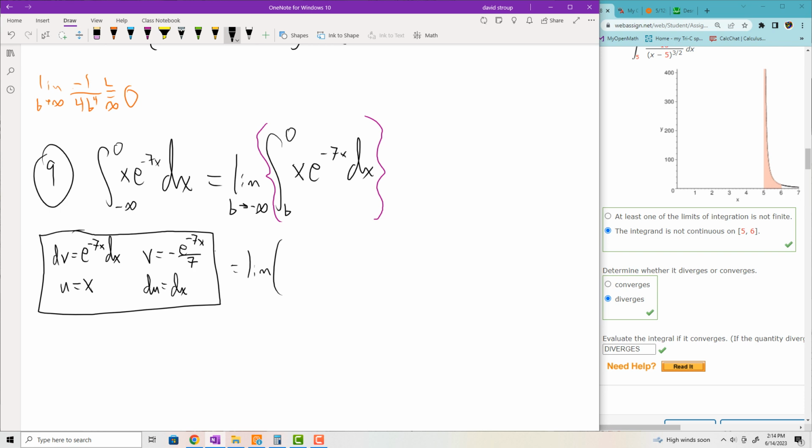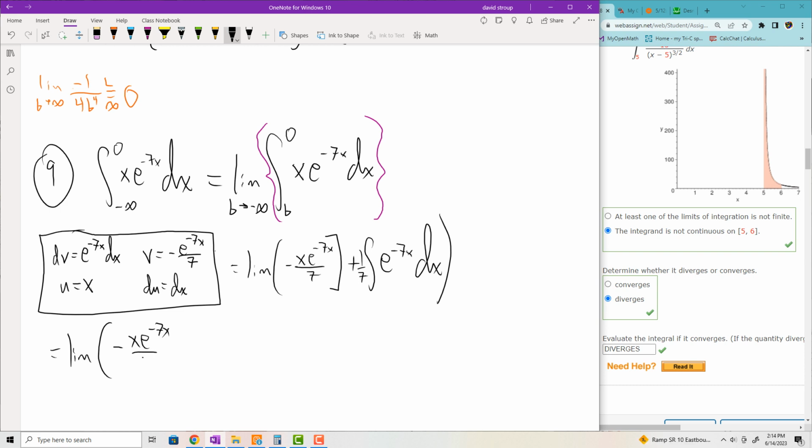So what do we have? Negative x e^(-7x) over 7. I have to remind myself to evaluate. Minus negative, so it'll become a plus, integral of, we can factor out 1/7, and then we have e^(-7x) dx. Okay. So I'll have negative x e^(-7x) over 7. If I integrate e^(-7x), I'll get negative e^(-7x) over 7, times 1/7 will give me minus e^(-7x) over 49. And then we have to evaluate this thing from b to 0.